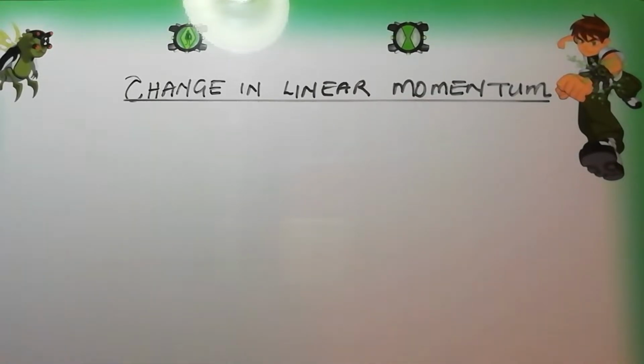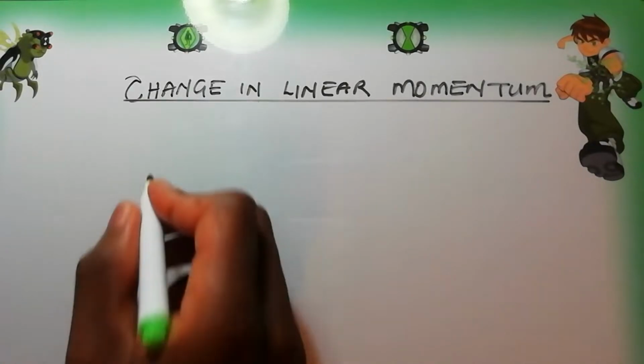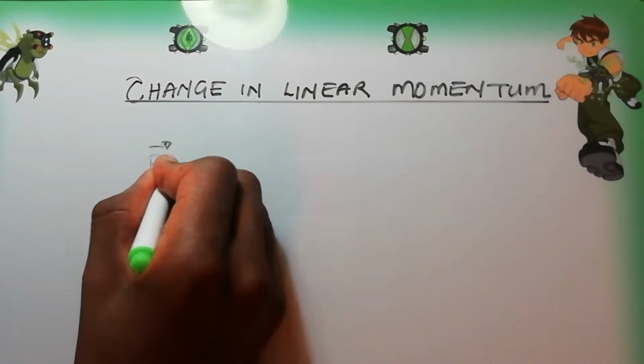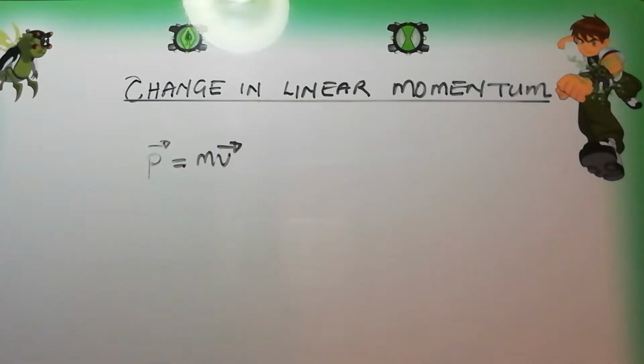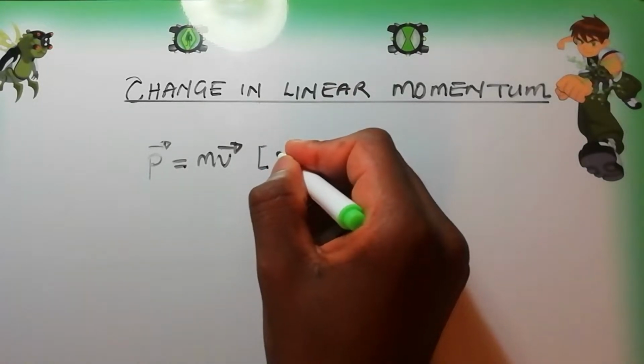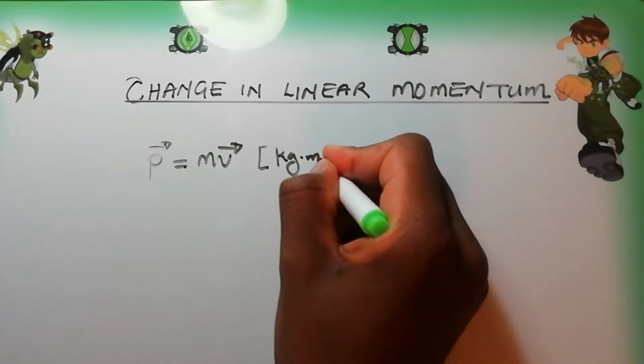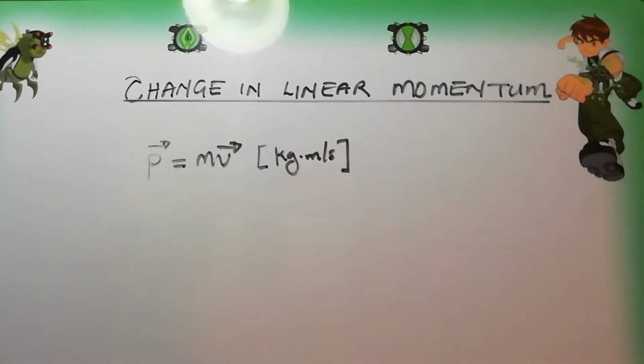So in this lesson, we are going to talk about change in linear momentum of an object. Previously, we said momentum is the product of mass and the velocity of an object. The formula for calculating momentum is P equals mv. We said the SI unit for momentum is kilograms meters per second. Again, we said momentum is a vector quantity. It has both magnitude and direction.